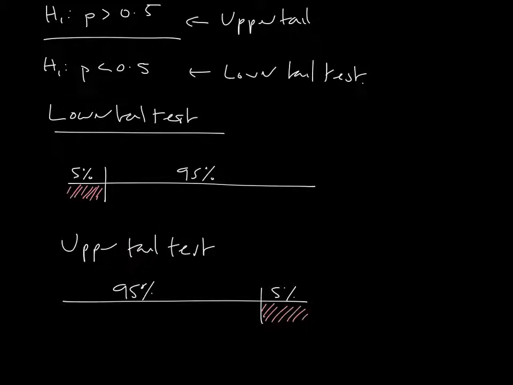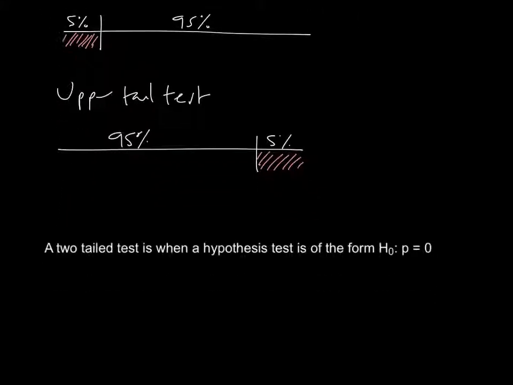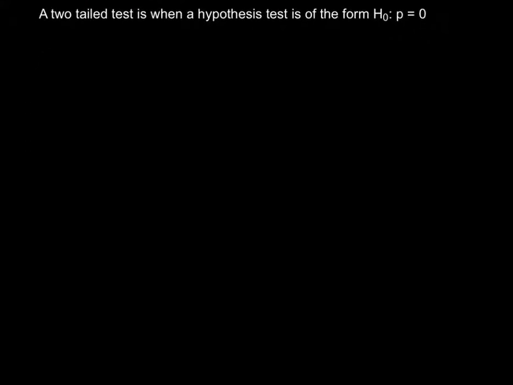Moving on to a two-tailed test. A two-tailed test is when a hypothesis test is of the form that the alternative hypothesis is that the probability is not equal to a certain value. Let's call that theta. Let's just draw that one again. There's theta. So therefore, the alternative could be an increase or a decrease. So therefore, there's going to be two parts to the critical region. The critical region is going to be split into two pieces.